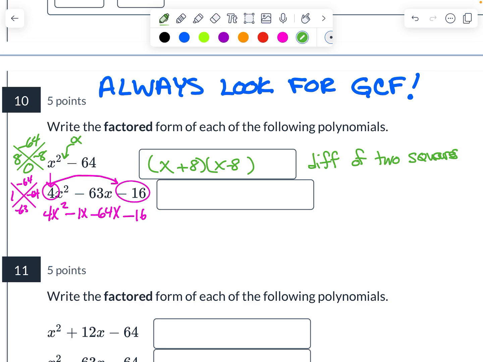Okay, so then we're going to look at this pair, and we're going to look at this pair. The first pair has an x in common, and the next one has a negative 16 in common. And so we're going to pull out the x, and that's going to give us 4x minus 1. And we're going to pull out the negative 16, and that's going to give us 4x minus 1. And so our factors are going to be 4x minus 1 and x minus 16.